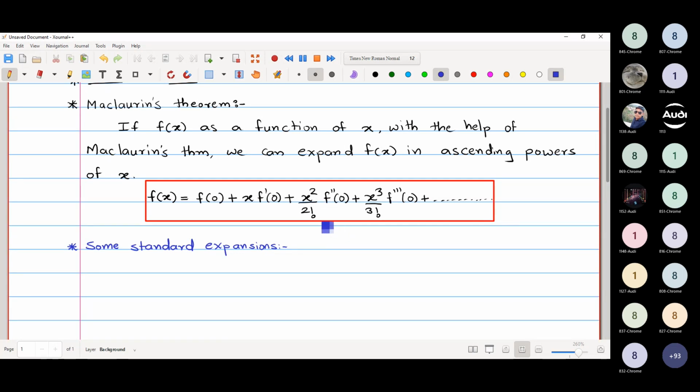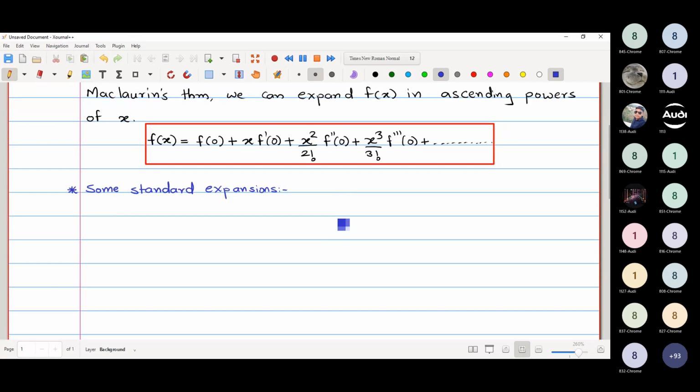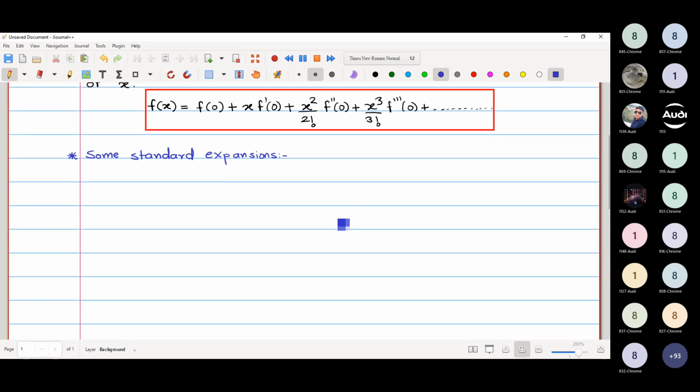Okay, done with this, everyone? Should I start with the next part? Okay. Now, see, as I told you, this is a very important part. I'm going to call this equation number 1. Everywhere while solving, make use of this.